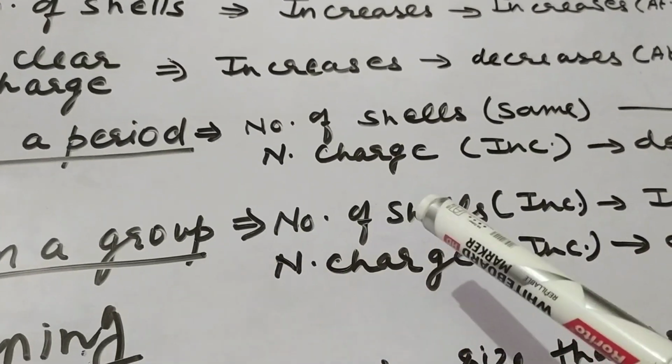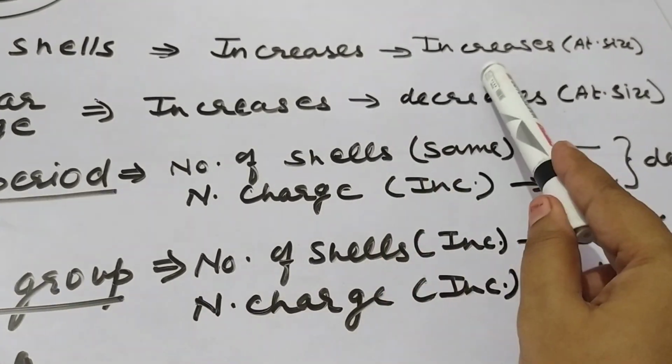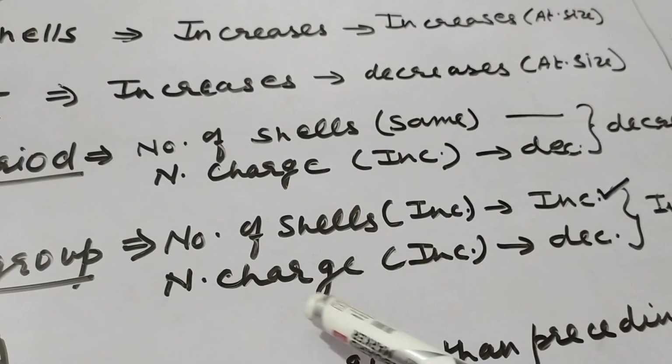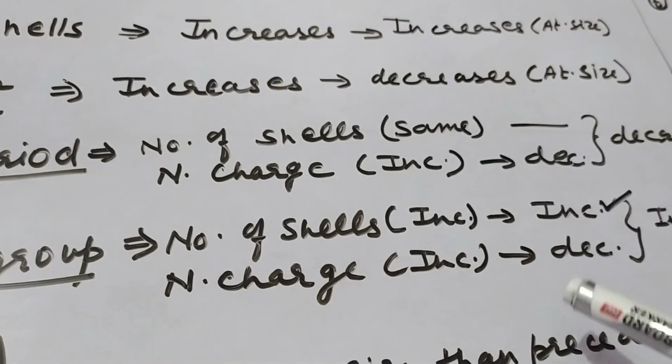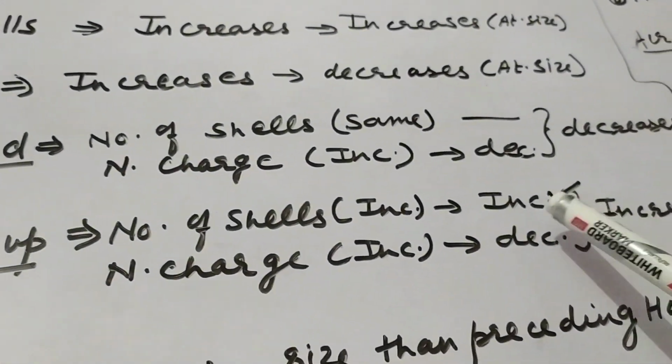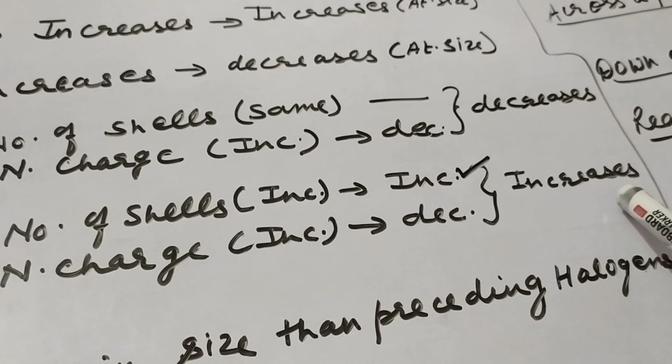Now down a group, number of shells increases by 1. So according to increase, the size should increase. I have written here increase. And nuclear charge also increases down a group. So again, according to increase, the size should decrease. But now here first factor predominates, and the overall resultant will be increase, that is atomic size will increase down a group.